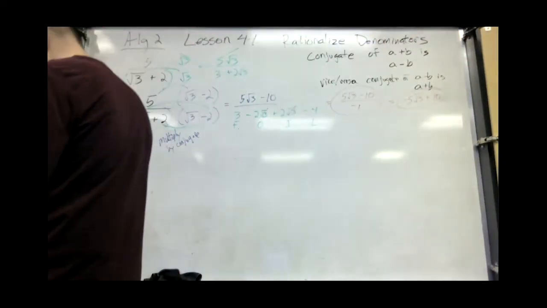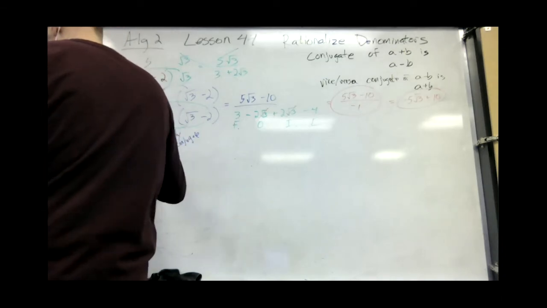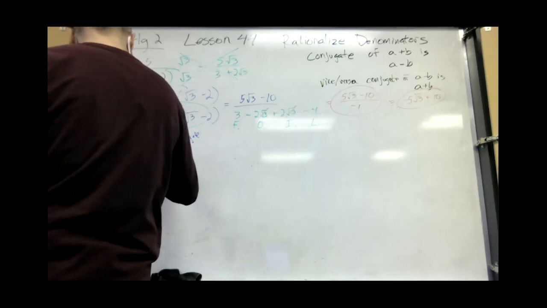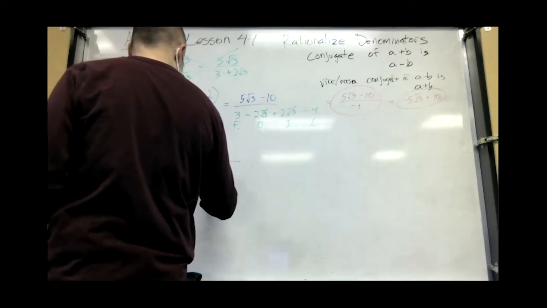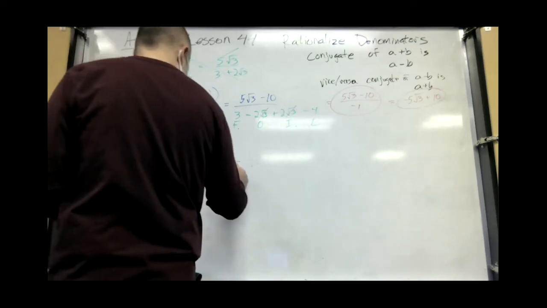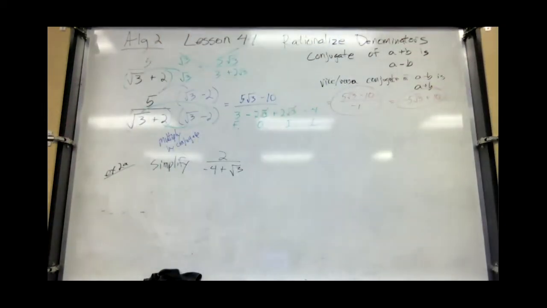Okay, so let's see if you guys can do this. This is example 2a. And I want to rationalize or simplify this expression: 2 over negative 4 plus radical 3. So this time you can't just multiply by radical 3. You have to multiply by the conjugate. So see if you can do that. I mean, it is possible to do it in your head. If you want to try it in your head, you can. But that's a lot of information to store in there. So see if you can do this.